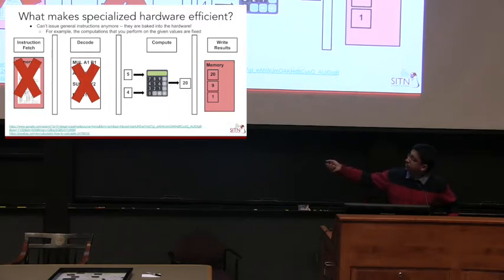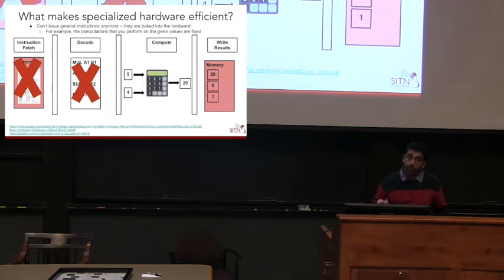Once you get rid of these two stages, we need to hard code the computations that are actually being done. So hard code what two numbers need to get added together or multiplied together. And that's what makes this specialized hardware much more efficient. If you actually look at the amount of time or the amount of power being spent, there's only a fraction of the time and the power being spent on the actual computations. Most of it is being spent on doing this extra work.